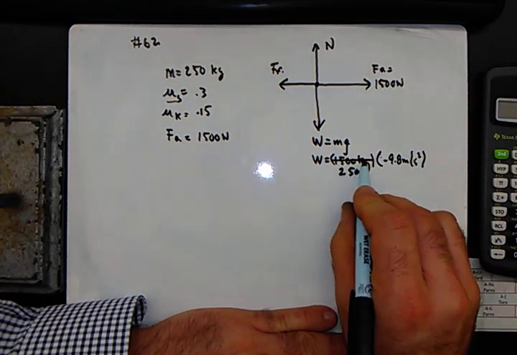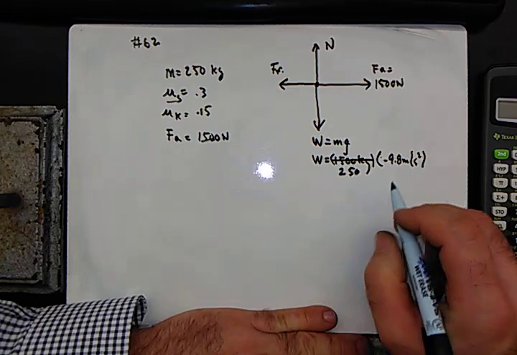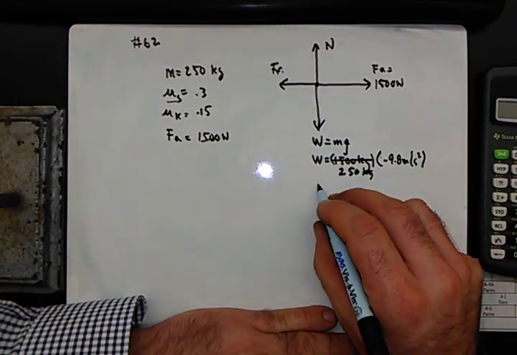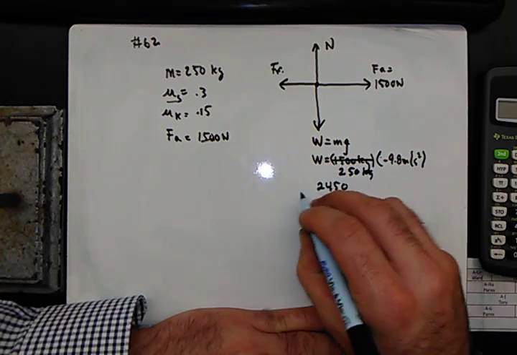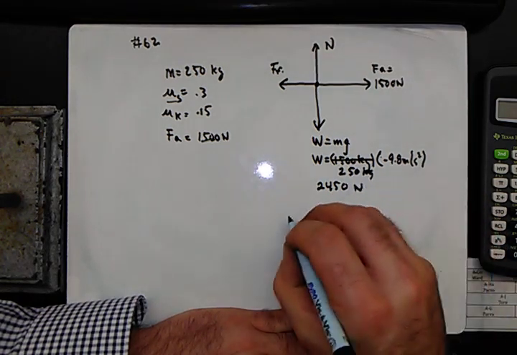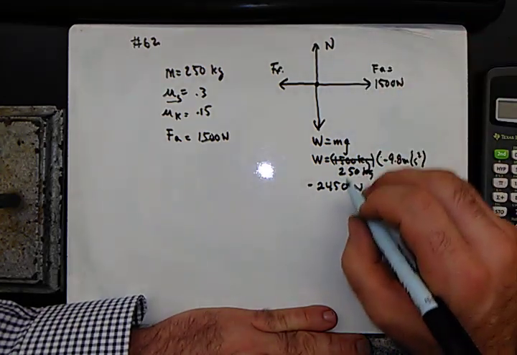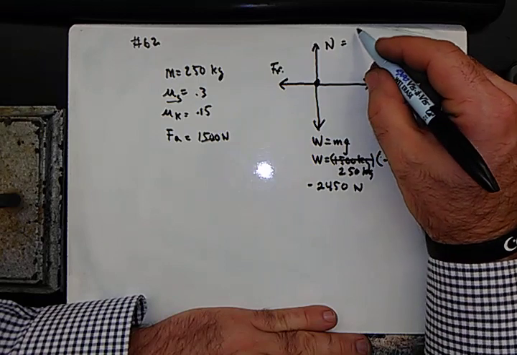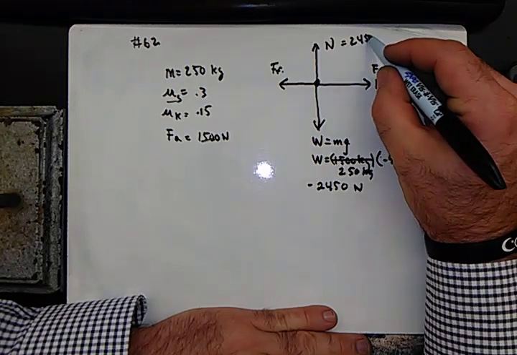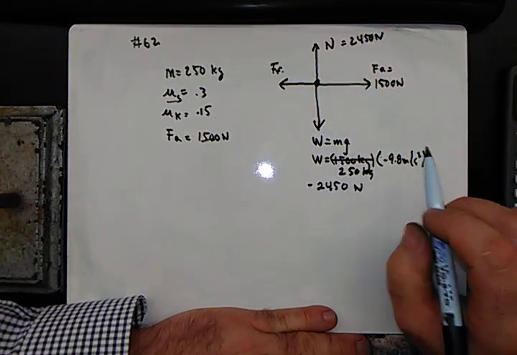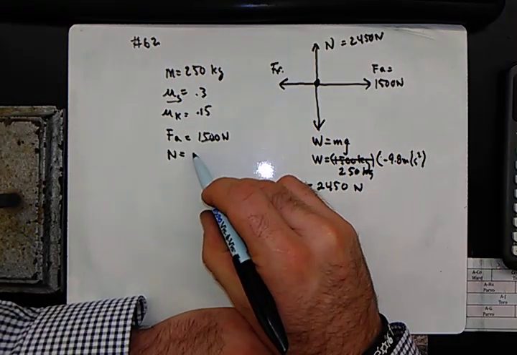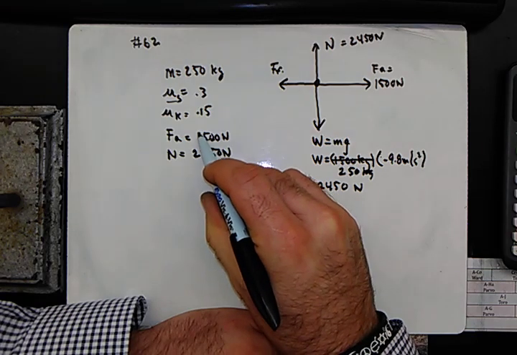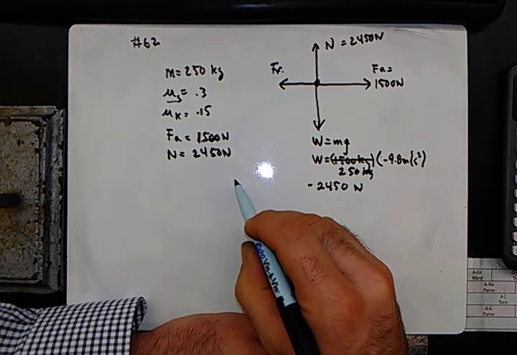I had mistakenly put the 1,500 here. That's the applied force. Our mass is 250 kilograms times 9.8. So the weight is 2,450 newtons down. So the normal force, because this is not accelerating through the table, has to be the opposite of that. So now we've got the normal force is 2,450 newtons. The force applied is 1,500.